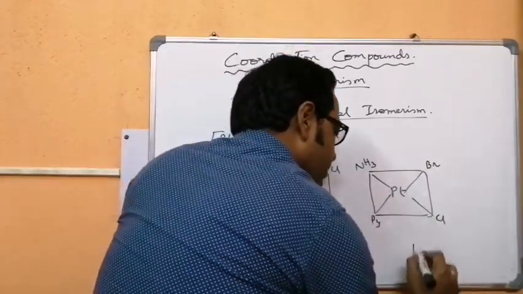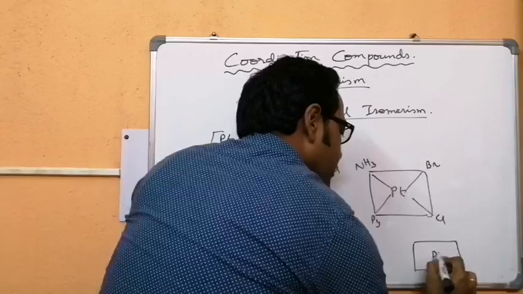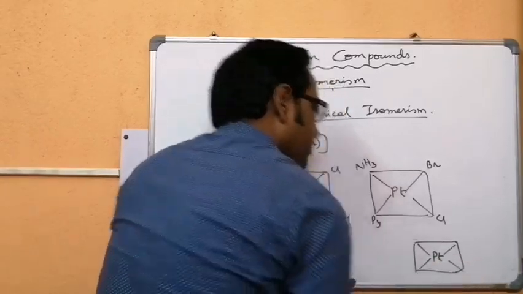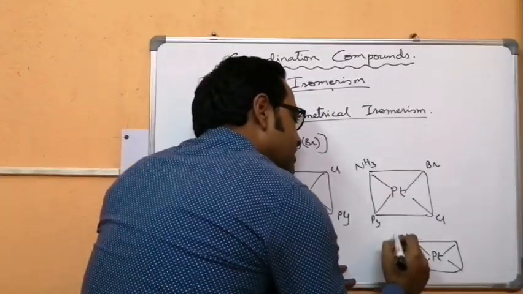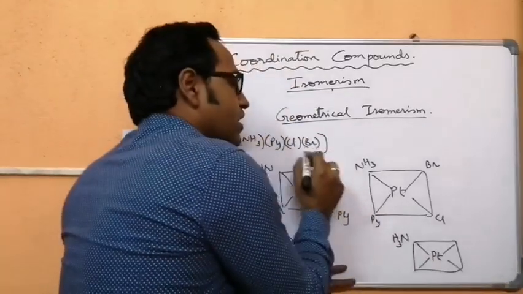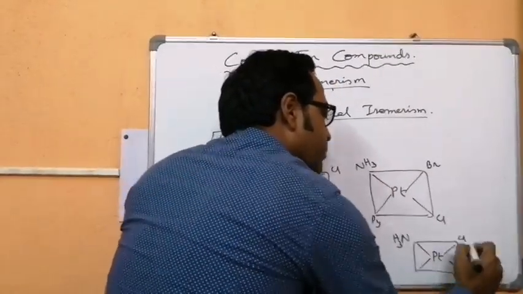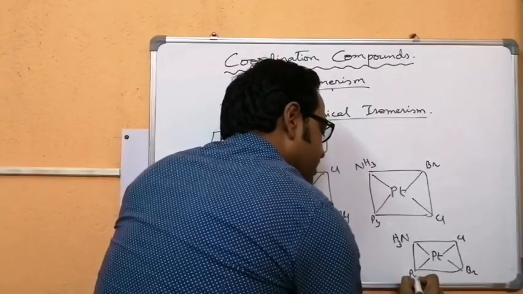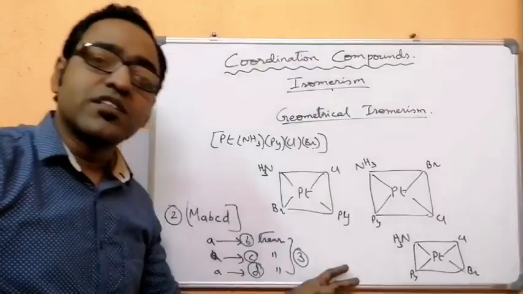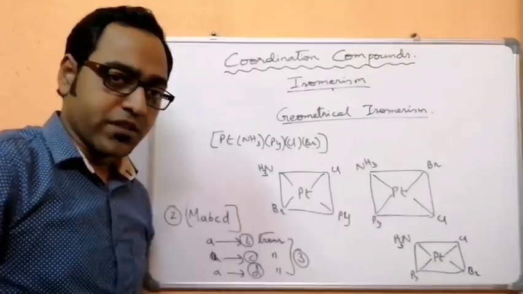Now the third one, keep the NH3 group fixed. Put the D ligand, that is Br, at trans position and put the other ligand arbitrarily. So you will get a maximum of 3 geometrical isomers.